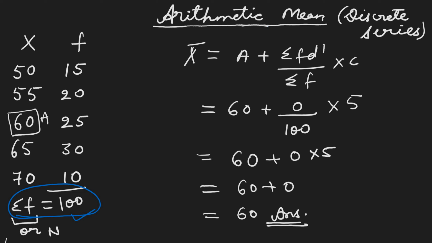So in the direct method we got 60 as our arithmetic mean. In the shortcut method or assumed mean method we got 60 as the value of the arithmetic mean. In step deviation also we are getting the same value, 60, as our arithmetic mean. So we can conclude that all the methods, direct method, shortcut method and step deviation method, give the same value of arithmetic mean when applied on the same question. So this was the arithmetic mean in discrete series.